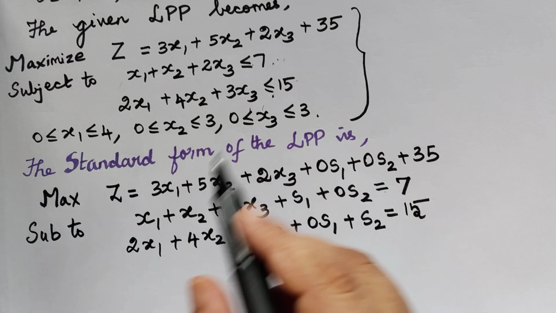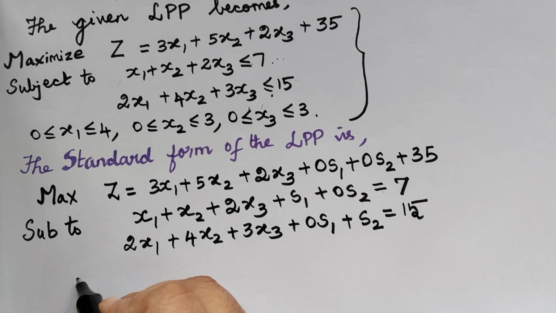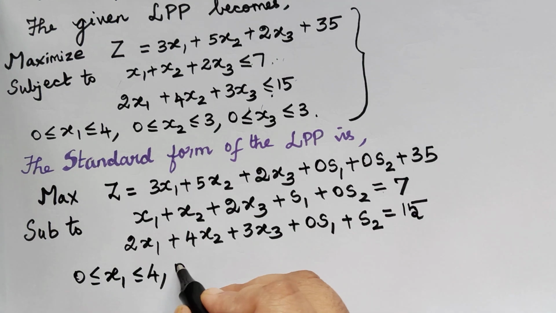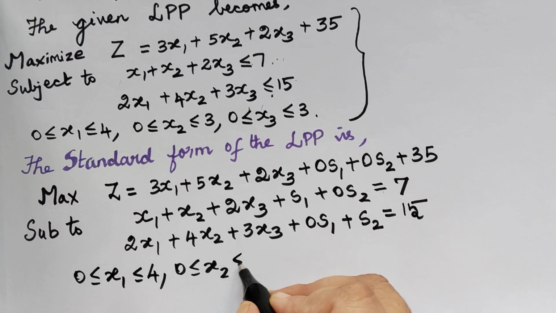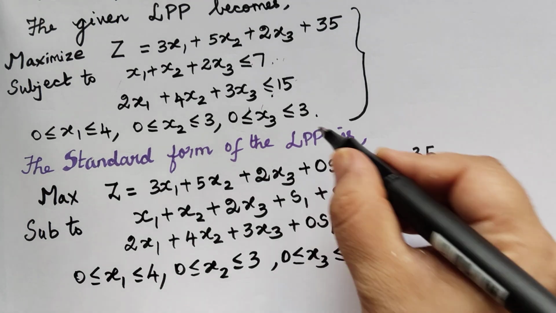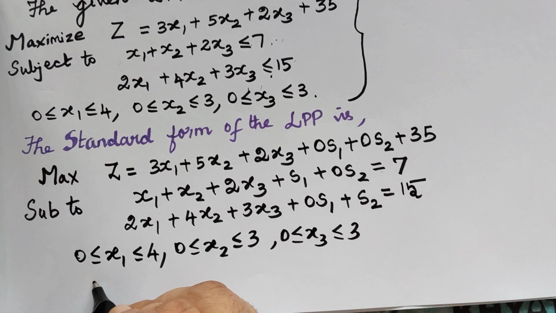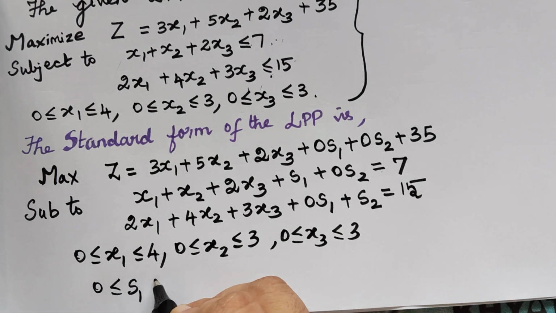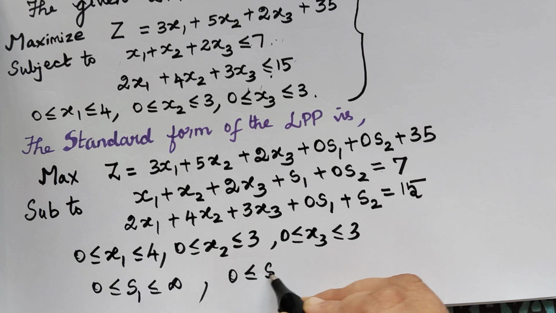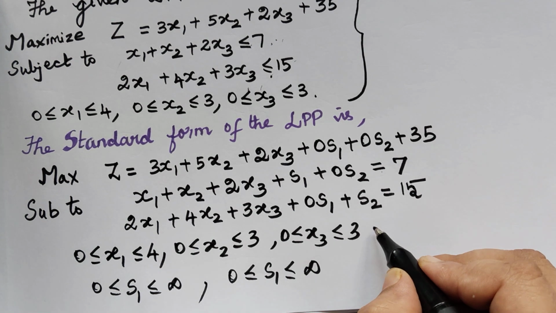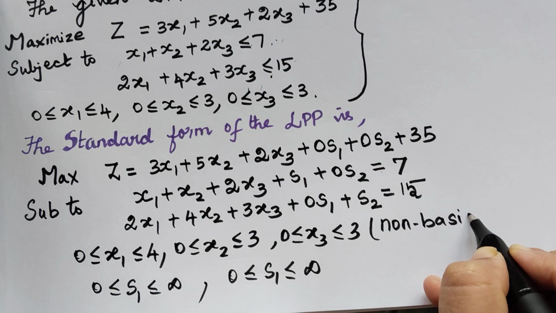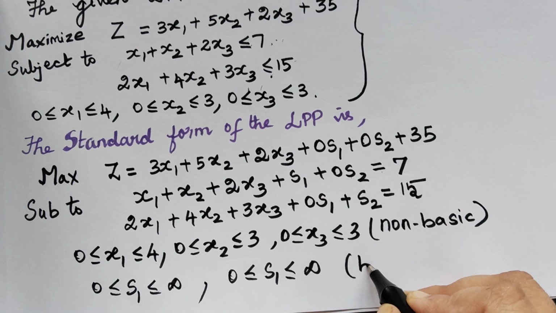And then we have the non-negativity constraints: 0 less than or equal to x1 less than or equal to 4, 0 less than or equal to x2 less than or equal to 3, and 0 less than or equal to x3 less than or equal to 3, and for the slack variables, 0 less than or equal to s1 less than or equal to infinity, and for s2, 0 less than or equal to s2 less than or equal to infinity. So these three variables are non-basic, and s1 and s2 are basic variables.